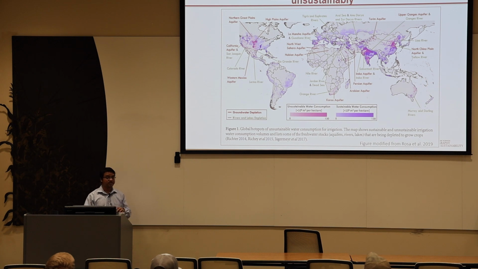So the most productive regions of the world, where a lot of food production is going on, are using water unsustainably, which means they are consuming more water than needed. There's more depletion and less recharge. For example, if you look at the region here, the Ogallala aquifer, right?